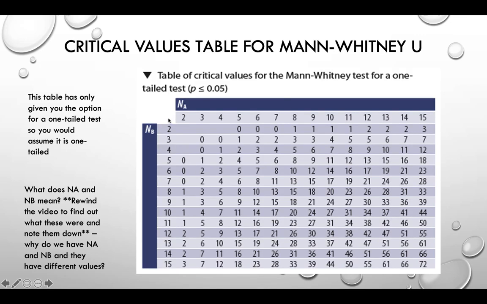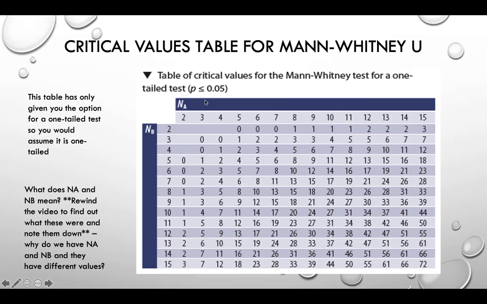So the first thing you need to look at is this NA and NB. Again, you can rewind the video if you need to, but I did just mention what NA and NB actually mean. So why do we have NA and NB, and why are there two separate lines for both of them? If you want to pause the video now and quickly rewind it and find out what NA and NB meant if you've forgotten.